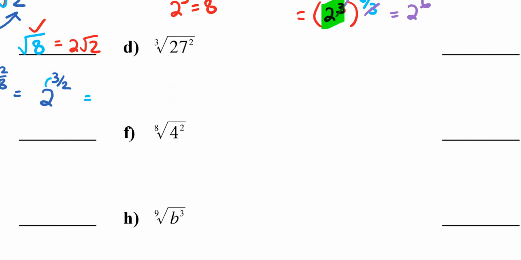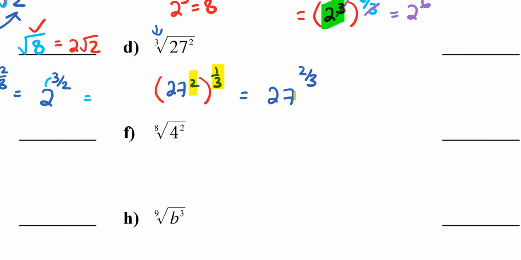Okay, let's move on to letter D here. Once again, the index is a 3, so the 27 to the power 2, let's just leave that alone. And let's raise this to the power of 1/3. And then after that, you want to multiply the exponents. So that's going to be 27 to the power of 2 over 3.